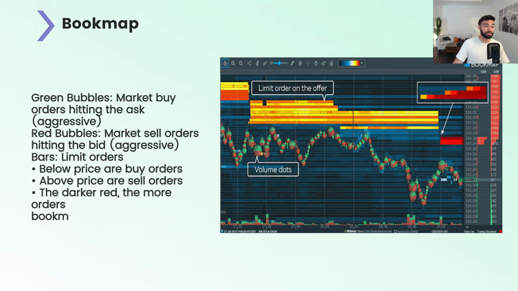Now, when it comes to Bookmap, you have a bunch of different things you look at, and people get super confused when they first jump into Bookmap because it does look very crazy if you're just used to a normal candlestick chart. But if you break it down little by little, it becomes incredibly simple.